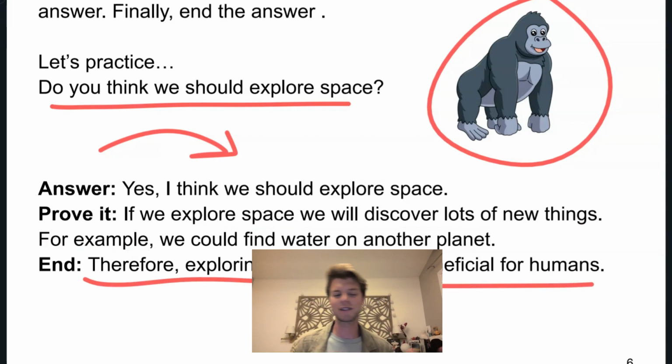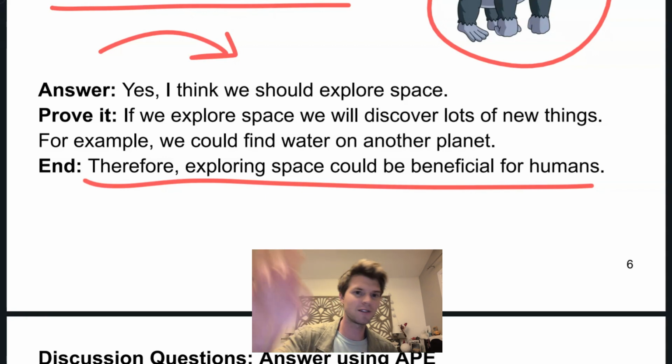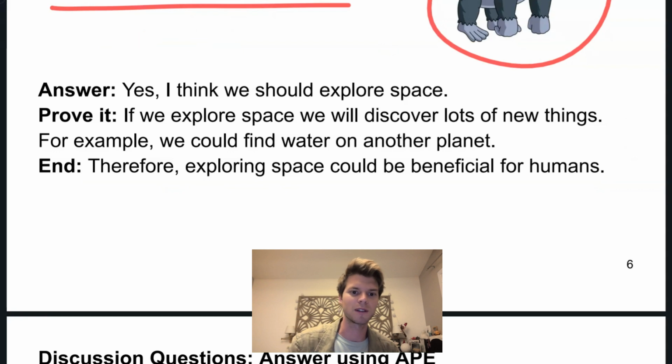You also might know this as a conclusion. It's always good to conclude things. You can't just say something and then walk away. You need to end it nicely so that the reader understands what you're saying and it wraps it up really nicely. So, therefore, exploring space could be beneficial for humans. A good way to end your answer is to say the thing that you said at the beginning, just in a different way. Exploring space could be beneficial for humans. I think we should explore space.